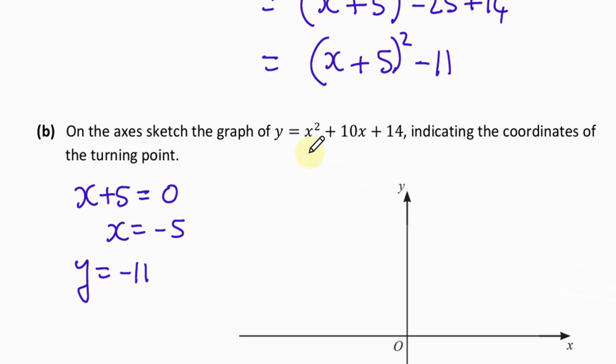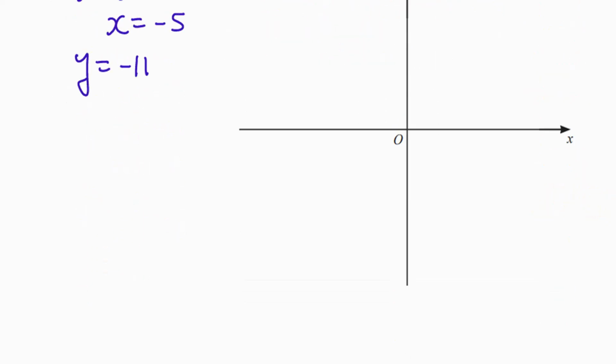Now, also to note that this equation has an x squared coefficient, which is positive. There's a plus 1 here that we don't write. And that tells us that the graph smiles like a positive person, and we have a minimum value. So let's draw the graph. The x is negative 5. Of course, this is a rough sketch. And the y is negative 11.